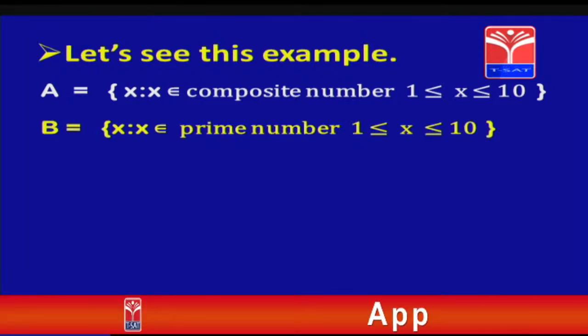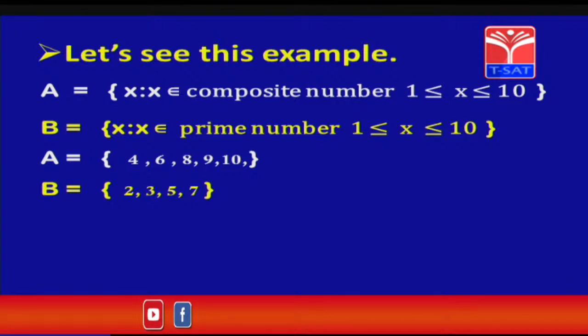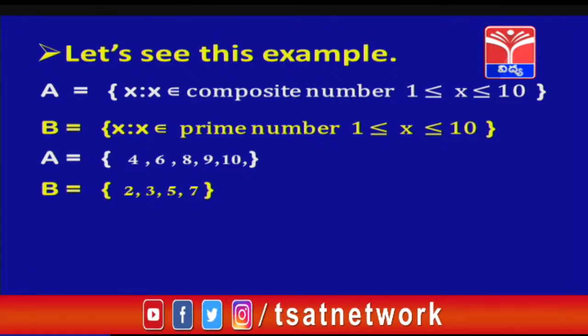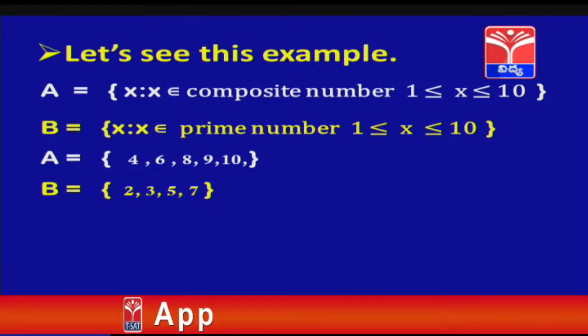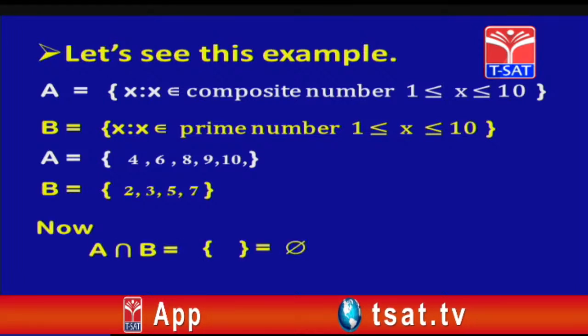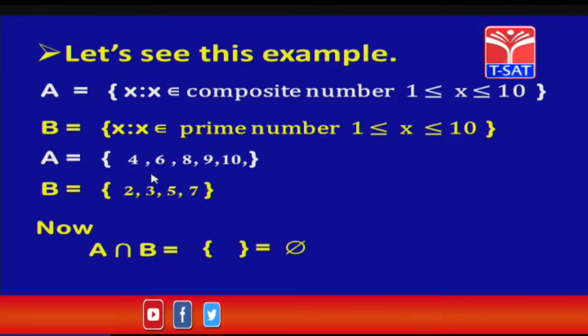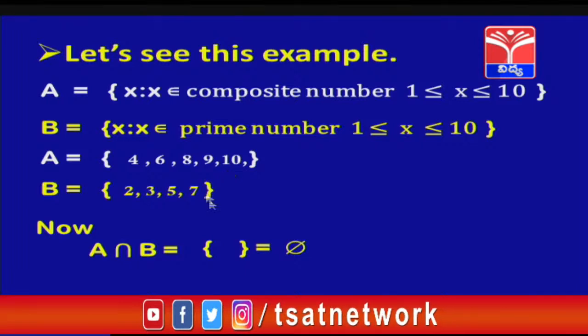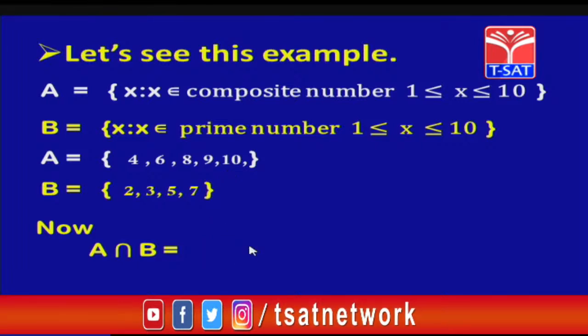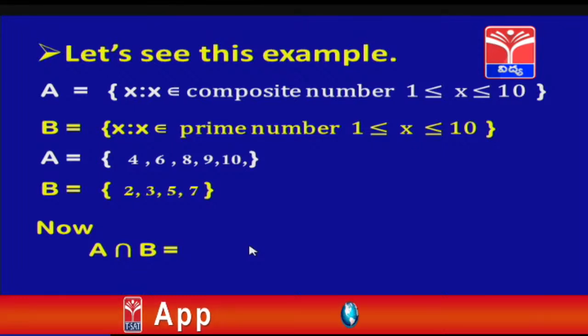Again, I am taking the same example. A is the set of composite numbers between 1 and 10. B is the set of prime numbers between 1 and 10, including 1 and 10. You see, these are the two sets. Now, what is A intersection B? Is there any common element? You see 4 is there, but there is no 4 in B; 6 is there, there is no 6; 8 is there, there is no 8. So is there any common element? No. What does it mean? If there is no common element, how do you represent it? You can represent it by a null set, a set which contains no element.